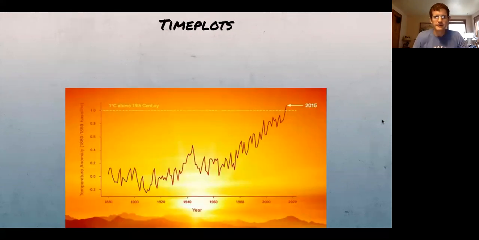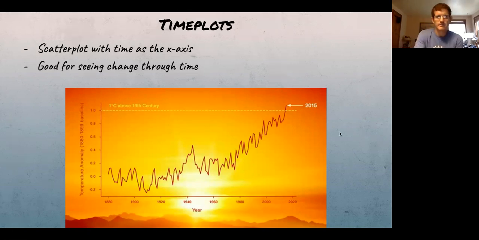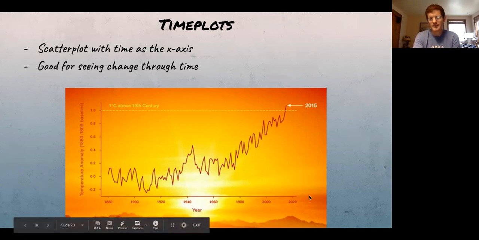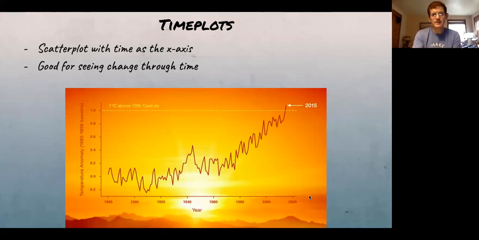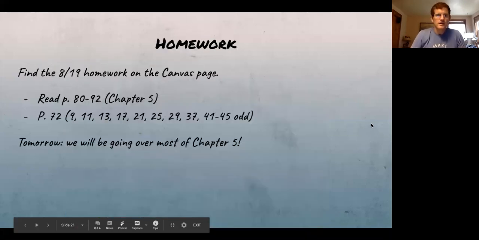And the last one, funny enough, is actually the same chart we looked at yesterday, but it just looks prettier. I picked a random time plot and didn't realize it was the same data. A time plot is just a scatter plot with time as the x-axis. So if you have time, it's a time plot, and it is good for seeing change through time. It's actually one of the most common types of graphs, but funny enough, not one that we deal with a whole lot in our class. Again, be able to read it and understand it.